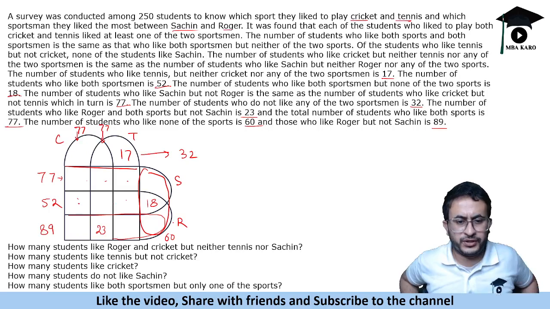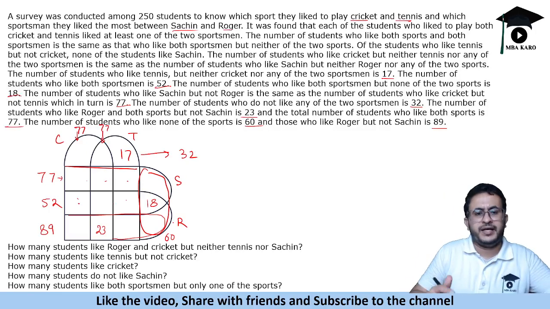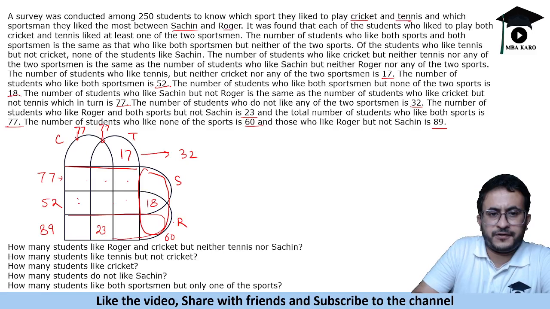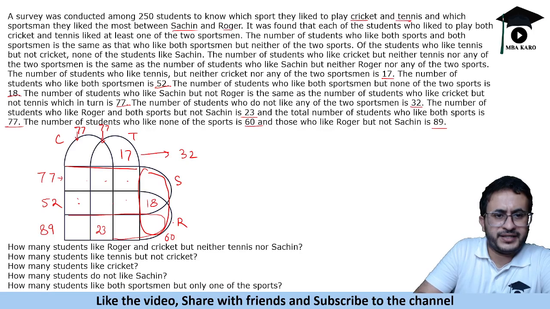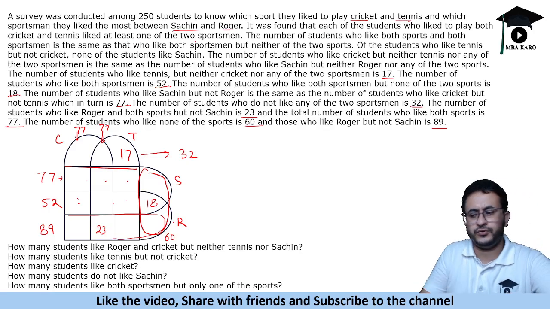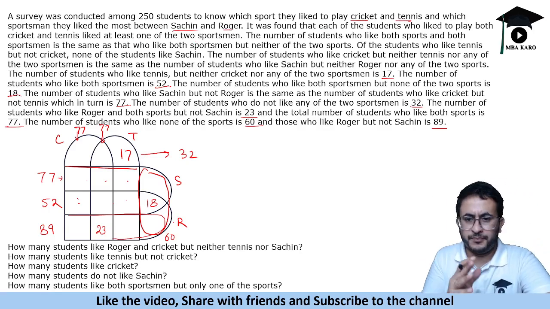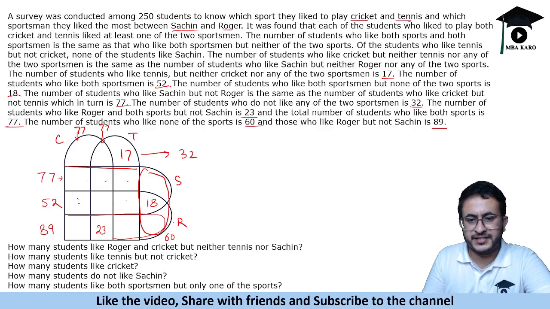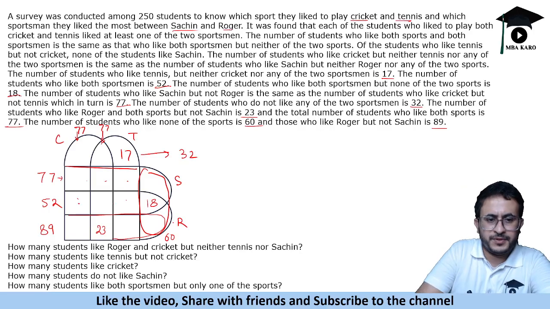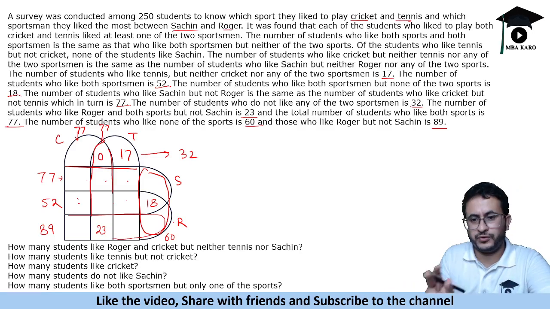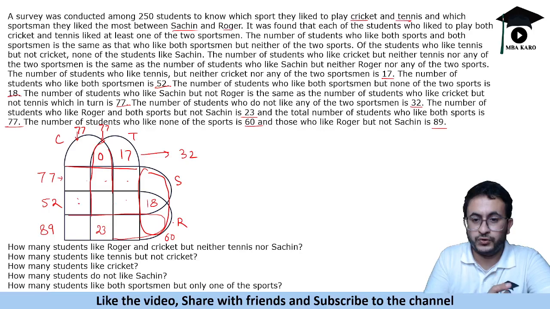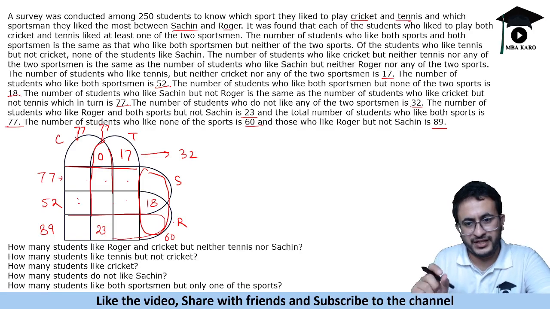Now we have executed all the statements which talk about numbers, and now we will proceed to the first statement. It was found that each of the students who like to play both cricket and tennis liked at least one of the two sportsmen. So these people play both cricket and tennis, and they have to like at least one of the sportsmen. So it is not possible for any person to like both the sports but not like any of the sportsmen. That's what it means.